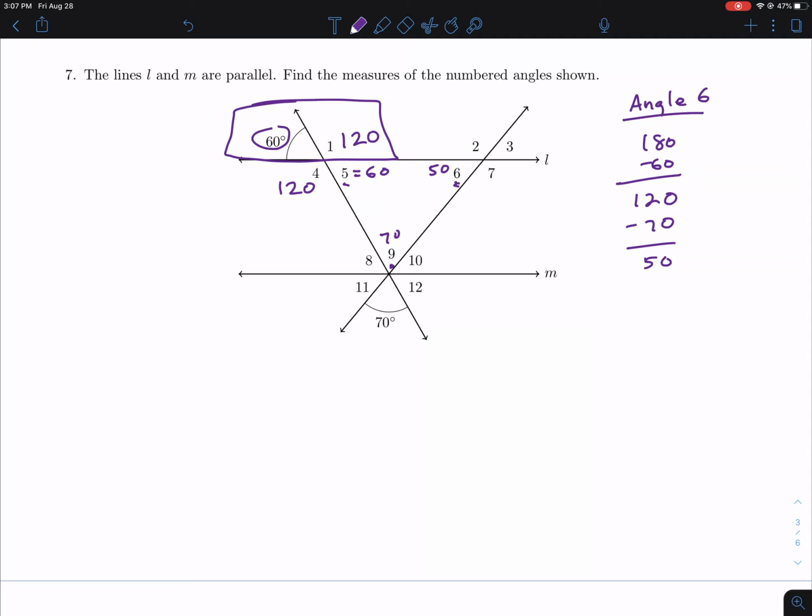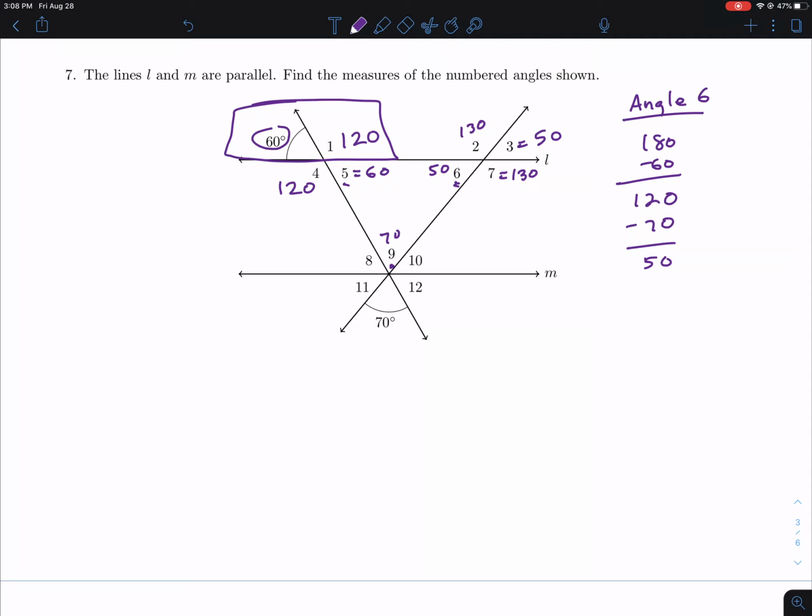But just like I did over on that upper left-hand corner, now I can fill out the whole upper right-hand corner. So since I know angle 6 is 50, that means angle 3 also has to be 50 because they're both vertical angles. And again, angle 2 and angle 3 are supplementary, so they add up to 180. So if I do 180 minus 50, that gives me 130. And then angle 2 and angle 7 are both vertical angles, so that means angle 7 is 130.